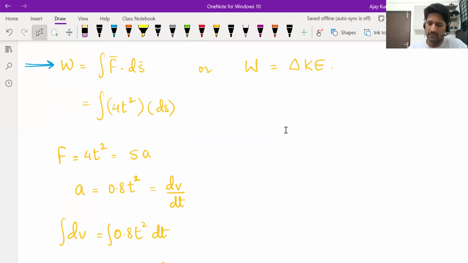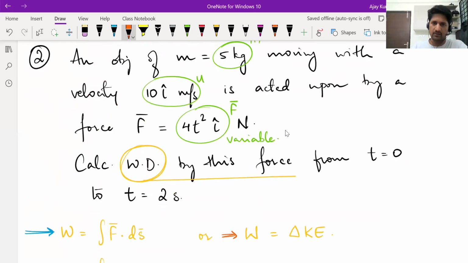We have learned another method today. We'll try to apply that. Okay. W is equal to delta K, change in kinetic energy. Let's try to do this. We know the mass and initial speed. So we know the initial kinetic energy. All we need is the final kinetic energy.